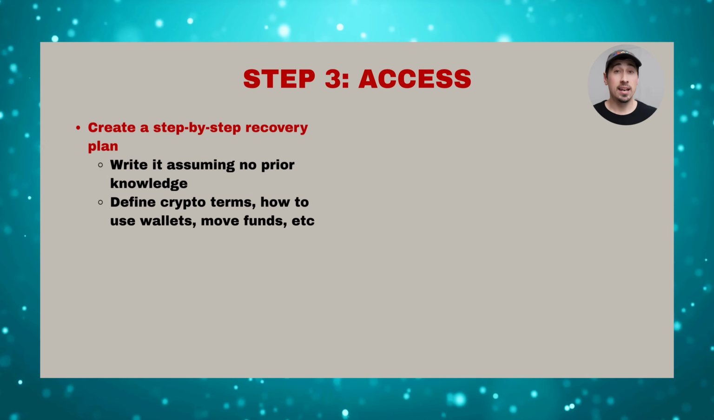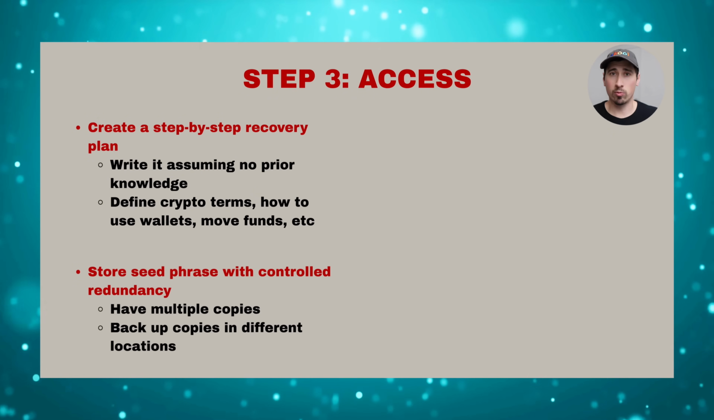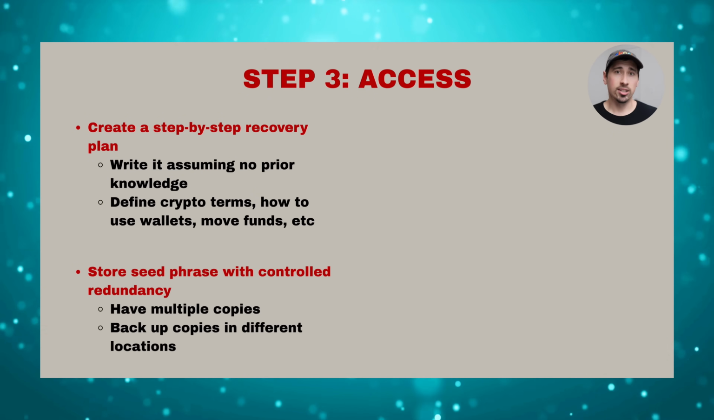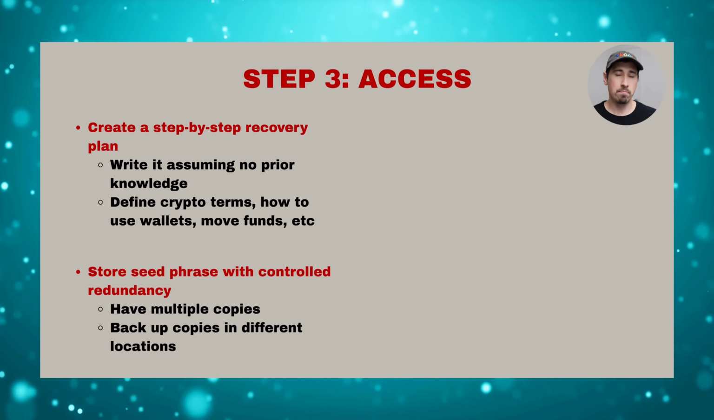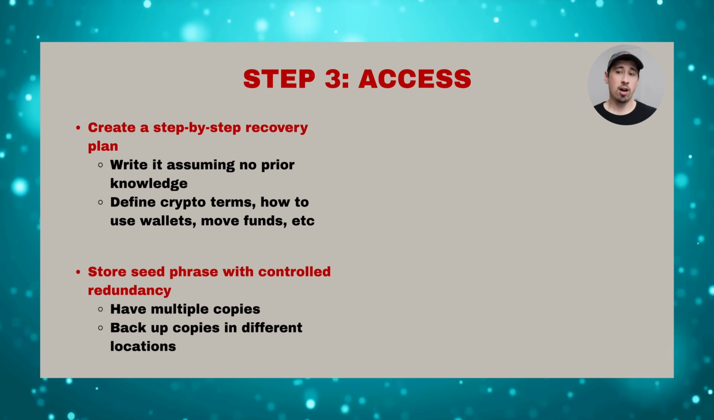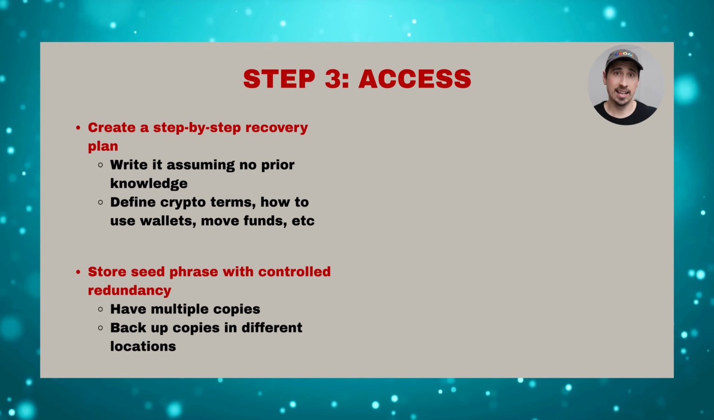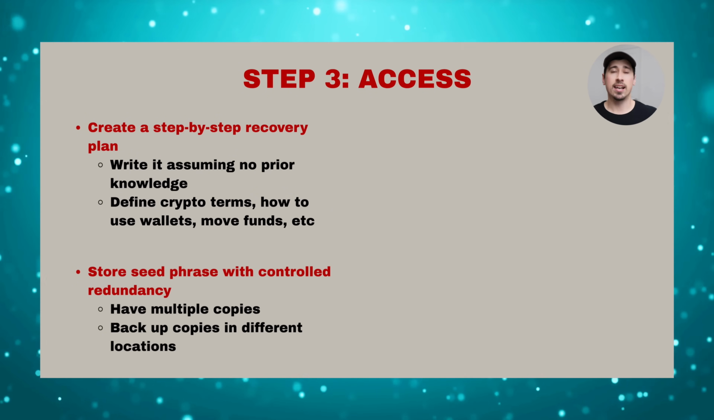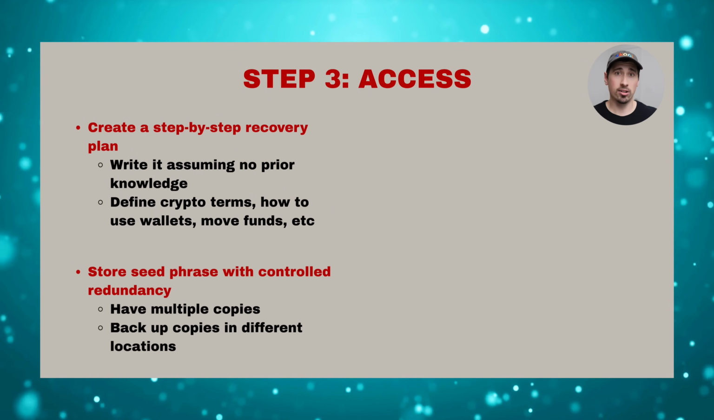Assume zero knowledge. Next, your seed phrase needs to be stored with what's called controlled redundancy, so you need to back it up and store it in a minimum of 2 locations. That way, if one location is inaccessible, like your house floods, they can still get access to your seed phrase in another location. Something else I'd add here is don't store your seed phrase on a flimsy piece of paper. You don't want your entire trust relying on a piece of paper.